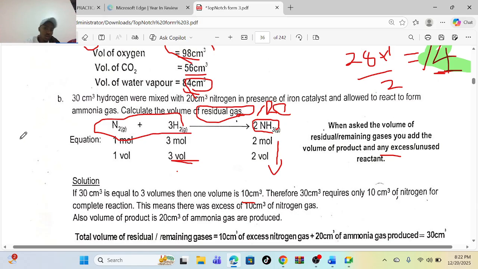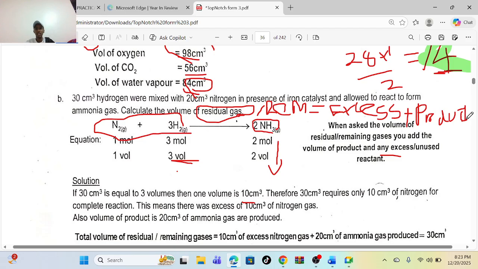So it will be: residual gas, or remaining gas, is equal to excess plus product. So that is the residual gas, excess plus product.